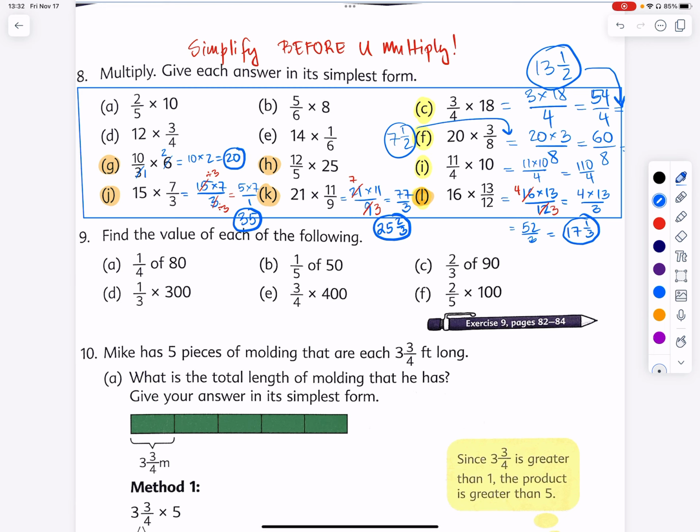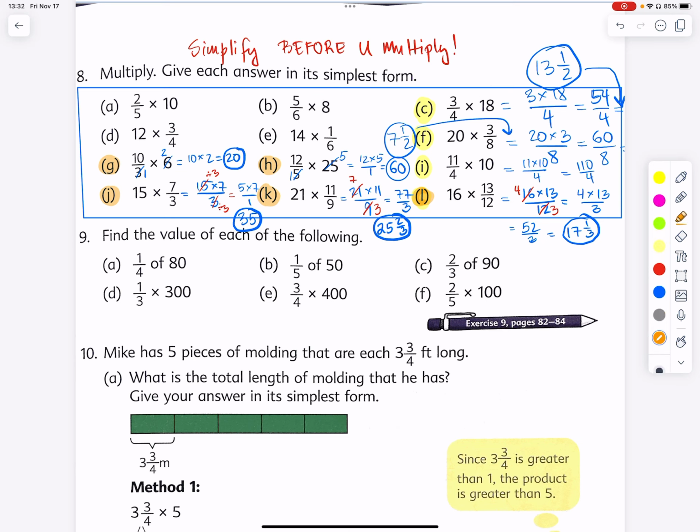Easy math. Let's look at example H for Henry. 12/5 times 25. Okay, 25 and 5, we can reduce these two numbers, right? 25 and 5 have a greatest common factor of 5. 25 divided by 5 gives us 5. 5 divided by 5 gives us 1. And we're left with 12 times 5 over 1, which is 60.